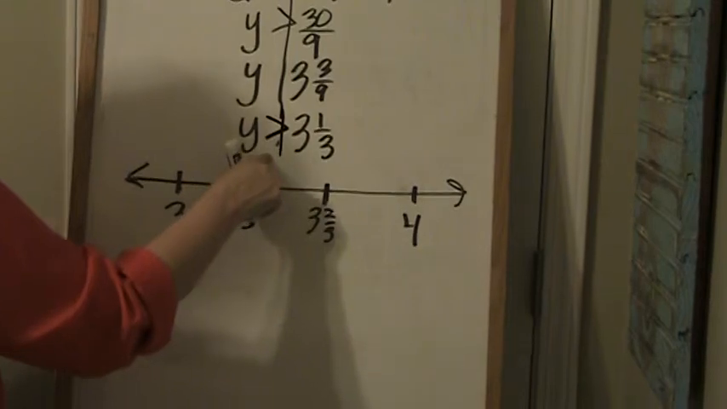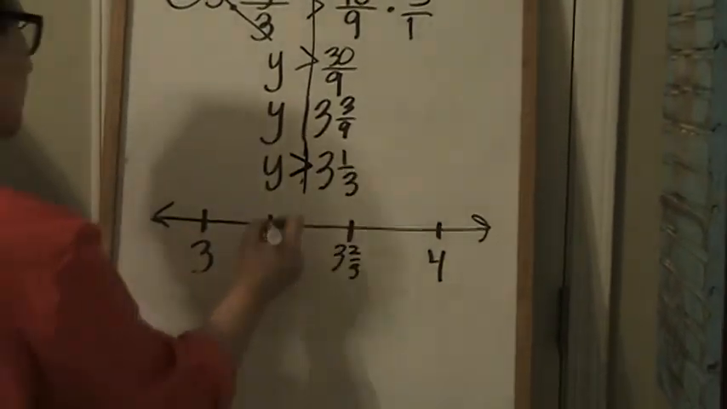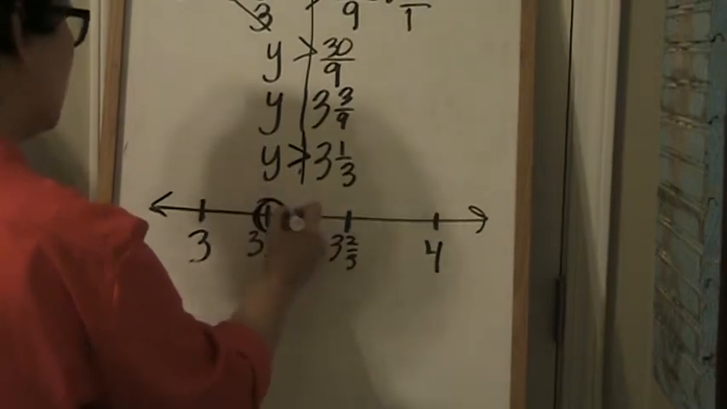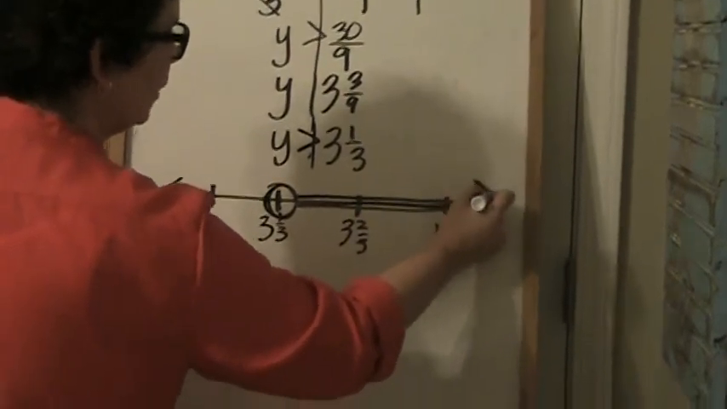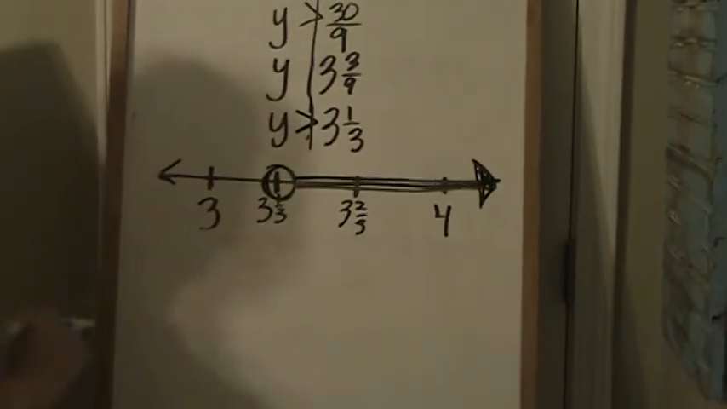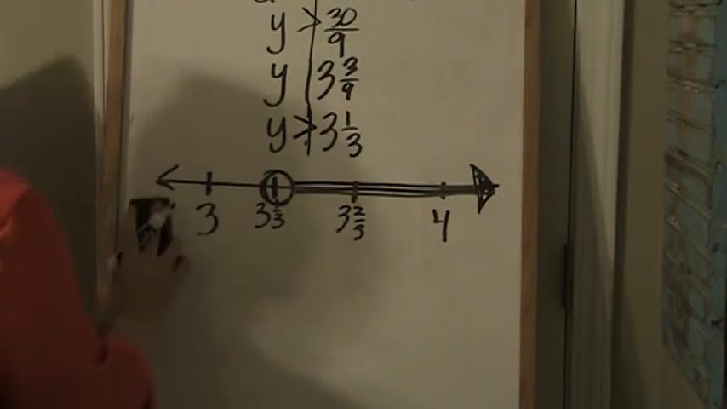Be sure you watch that. Okay, a lot of people make mistakes right at the end there. It's greater than, so we're not including it. And we're shading everything over here, including our arrow. Okay, that is y is greater than 3 1/3.